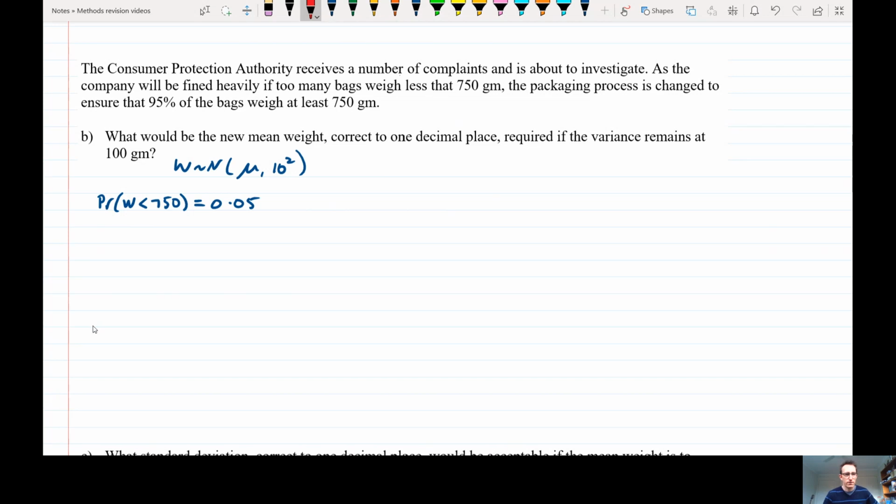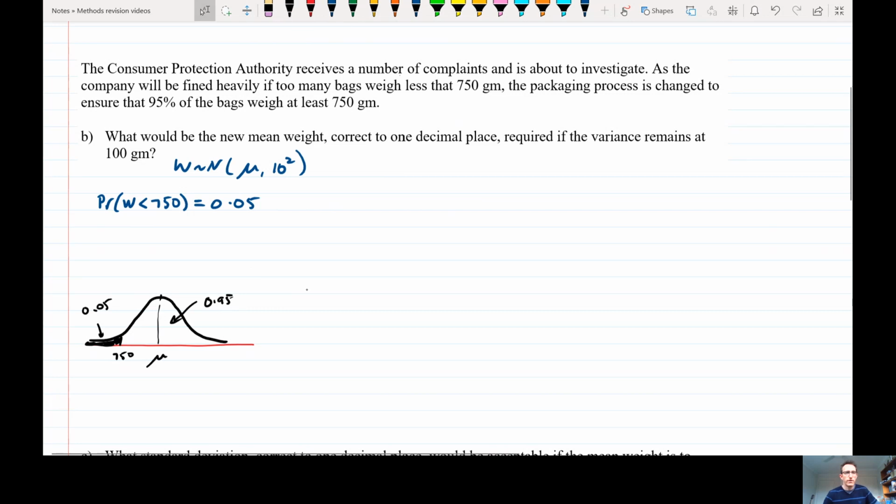Now let's think of this in terms of bell curves. The bell curve here. We've got some mean, but we don't know what the mean is here. And we're trying to find a probability so that if I put 750 there, this shaded area here is equal to 0.05, meaning all this large area here is 0.95.